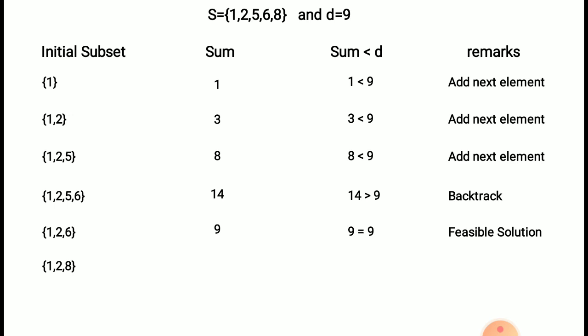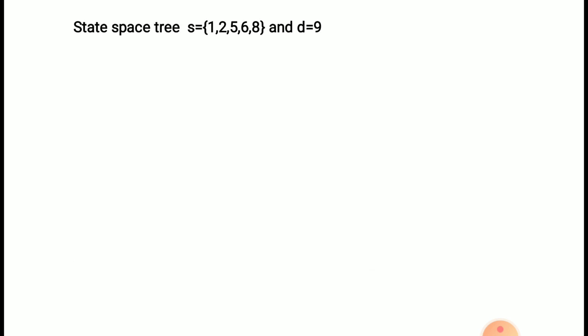Again we'll consider one more value, that is 8. 1, 2, and instead of 6, if you add the element 8, then we will get 11. So 11 is greater than 9. Go for backtracking, and let us remove the element 2. Then 1 and 8, 1 plus 8, that is 9. 9 is equal to 9. We got the solution. So in this way we can find the different subsets.